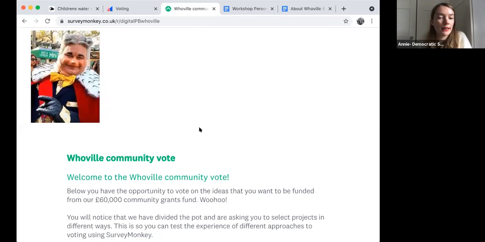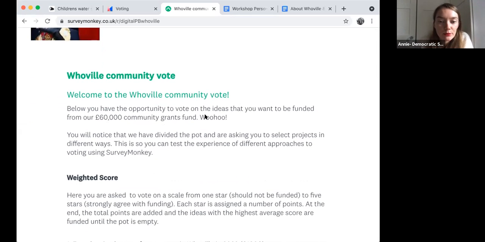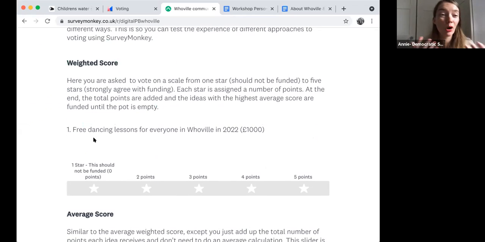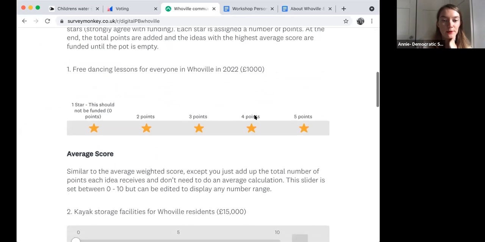So again, welcome to the Whoville community vote. That's our mayor there, Mr. Whoville. So you've got £60,000, woohoo! So, weighted score. This is just a mock example really, just to show you the different types of voting you can do. So you've got weighted, so no, this project should not be funded, or yes, absolutely should be. You could do 5 points. And it's got the wee budget beside it as well.